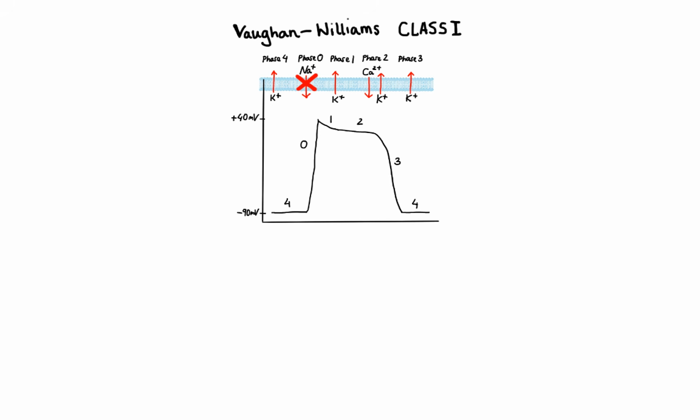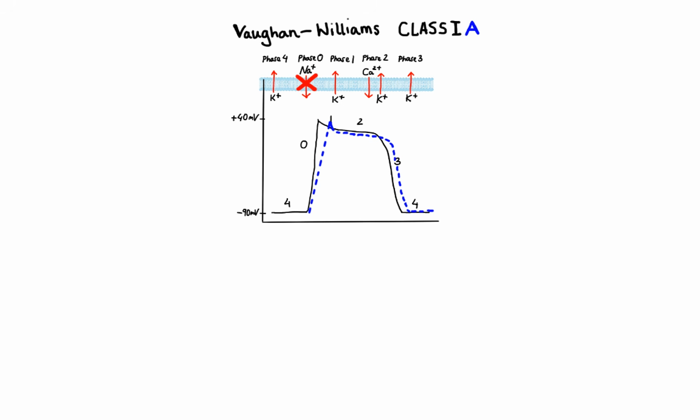First, we have class 1A drugs, which moderately depress the phase 0 depolarization by blocking fast sodium channels. They also prolong repolarization by blocking some potassium channels. So what we'll see with class 1A agents is prolonged action potential and prolonged effective refractory period.